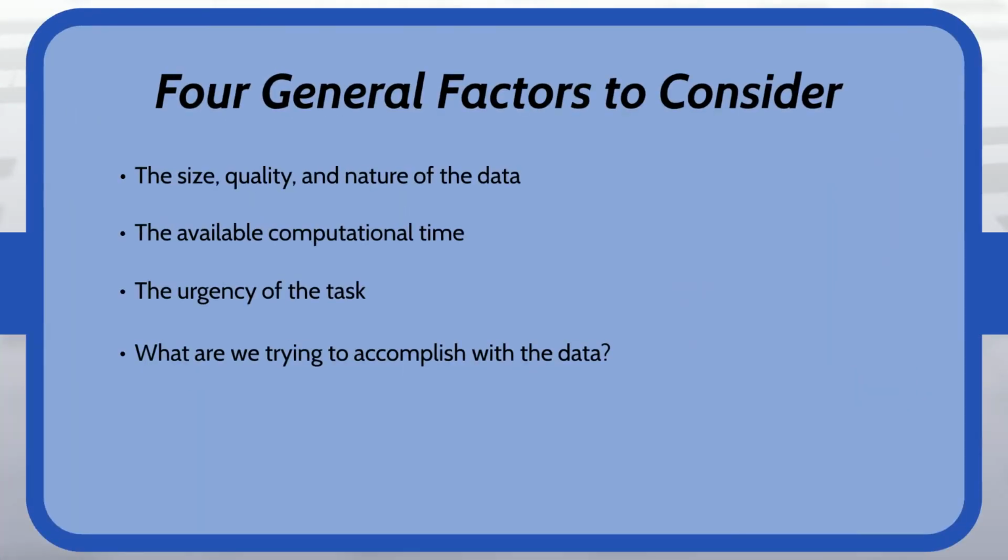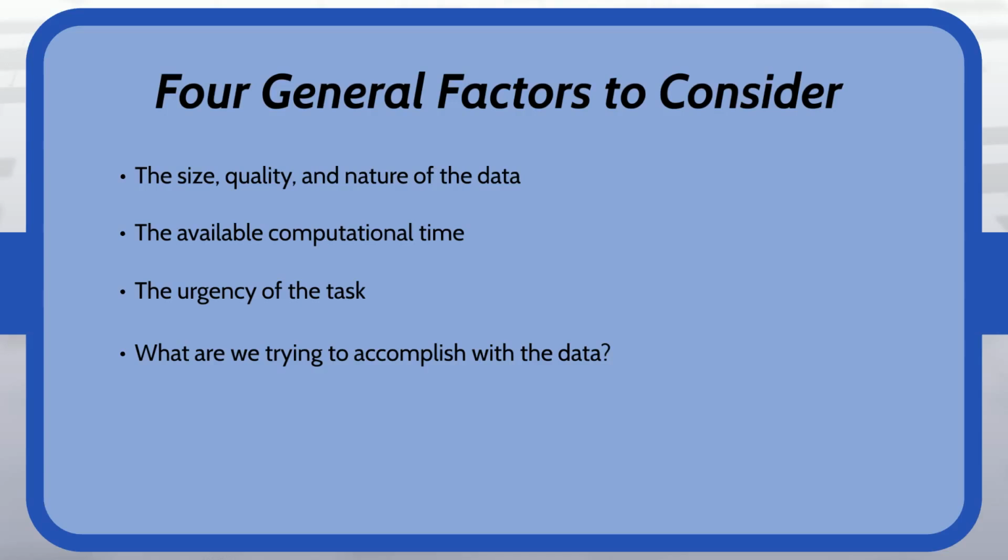So we are going to start, and this is really a process that you can follow. There are 4 general factors that you are going to want to consider when you are picking a machine learning algorithm. And this is just generally, this isn't necessarily the first step. Those 4 factors are the size, quality, and nature of the data. Again, what type of data you have is ultimately what decides what machine learning approaches are available for you to use. Another thing you should consider is the available computational time.